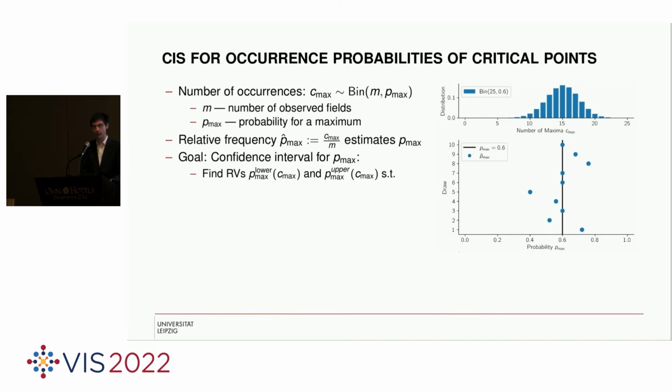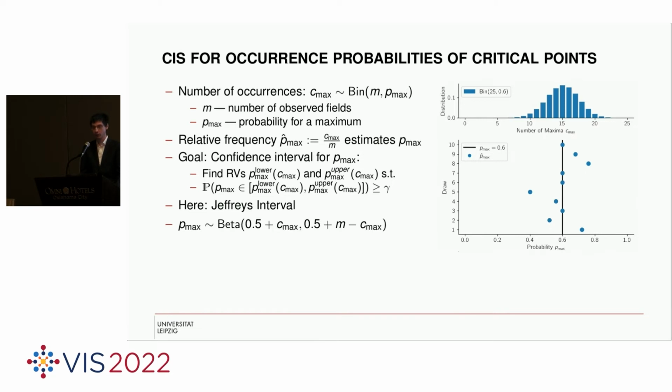That is, we seek two random variables describing the upper and lower bounds of an interval of probabilities that will contain the true value of Pmax with probability larger than some confidence threshold gamma. In our paper, we use the Jeffreys interval for this purpose. This uses Bayesian inference and the Jeffreys prior to find that the likely distribution for Pmax, given the number of observed maxima at the grid point, is a beta distribution. For instance, if we observed a maximum in 18 of the 25 fields, this would result in the depicted distribution.